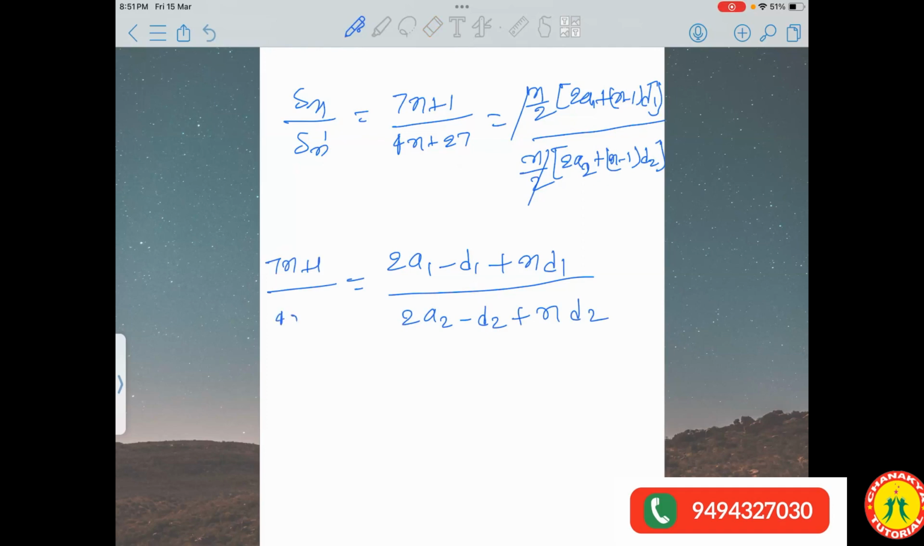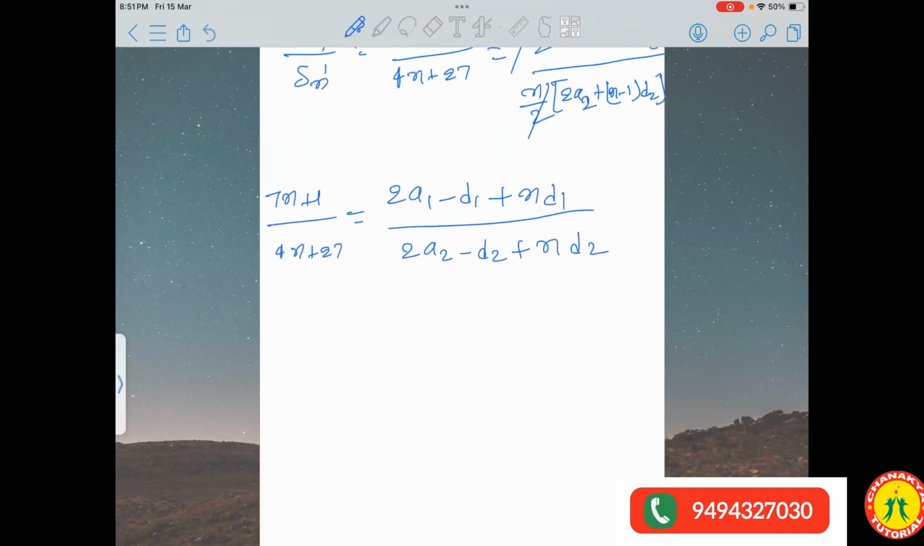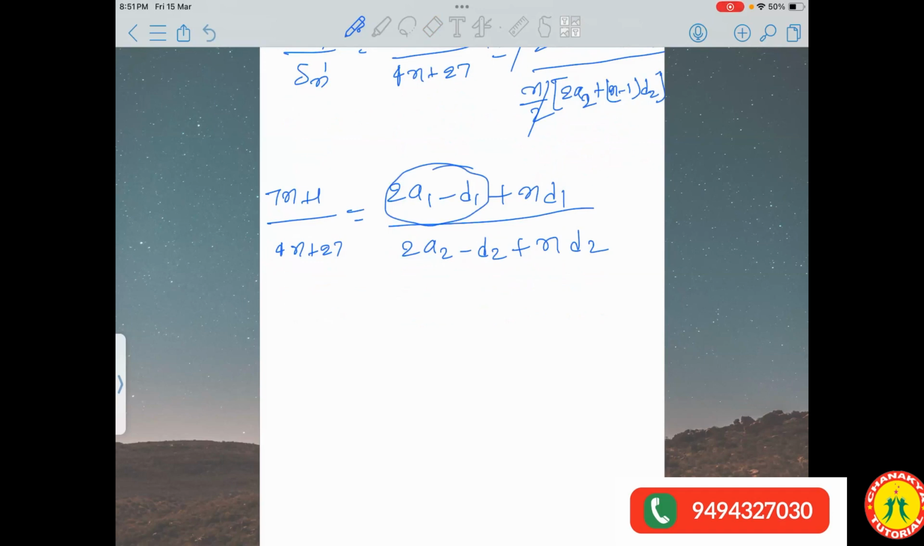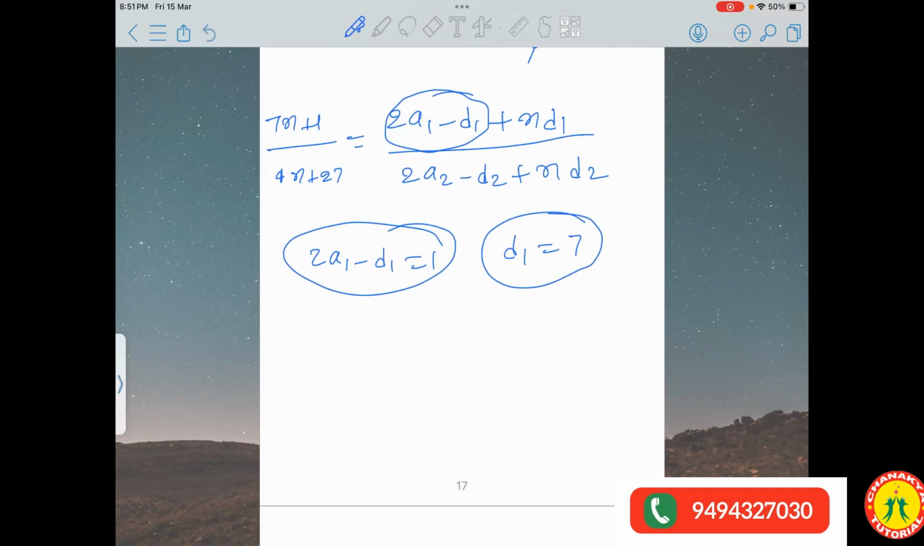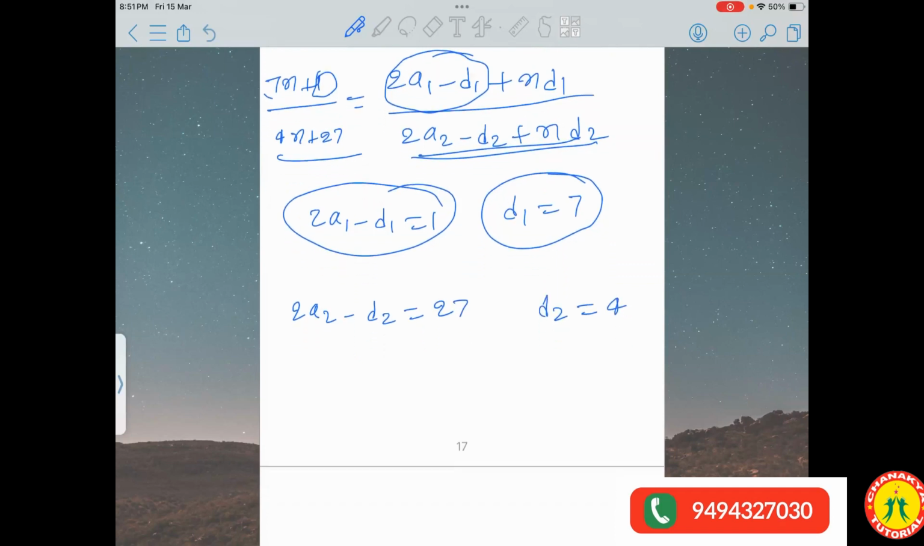7n plus 1 upon 4n plus 27. We compare, this is a constant term, right? So 2a1 minus d1 is equal to 1, and d1 is equal to 7. If you compare numerator with numerator, this constant term 2a1 minus d1 is compared with 1, and 7n is compared with n d1, so d1 is equal to 7. Similarly, from the denominator, we compare 2a2 minus d2 is equal to 27 and d2 is equal to 4, right? So we get the answer easily.